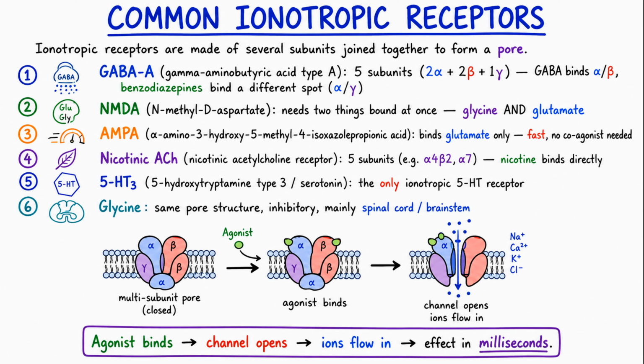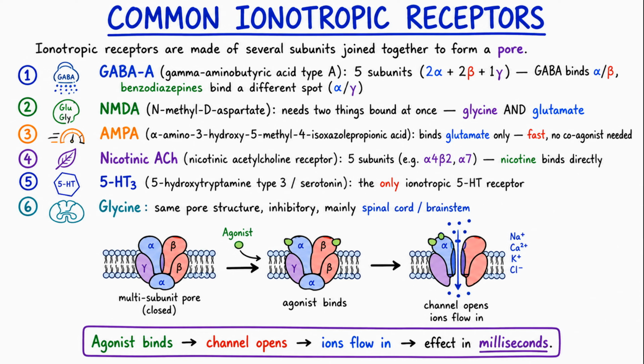Nicotinic receptors, the nicotinic acetylcholine receptors, are also 5 subunits. Nicotine binds directly and opens them on its own, no coagonist needed. 5-HT3, short for 5-hydroxytryptamine type 3, is built the same way as all these others, just for serotonin instead, and it's worth remembering because it's the only serotonin receptor that works this fast, ionotropic way.